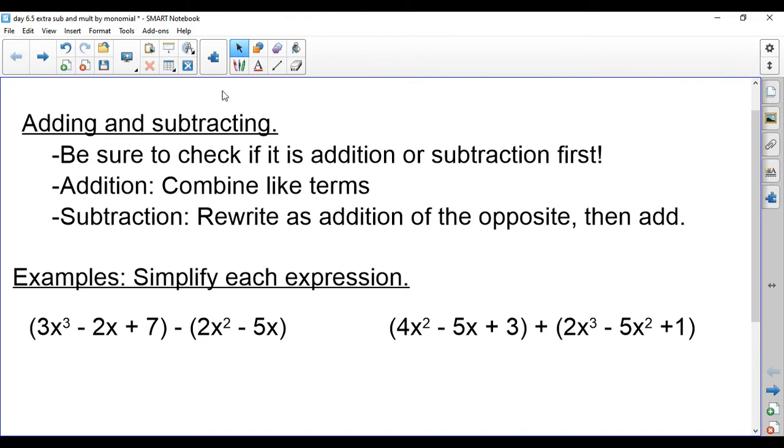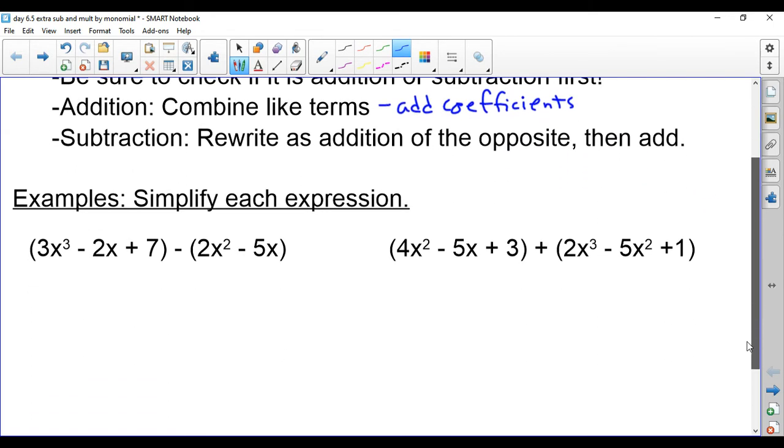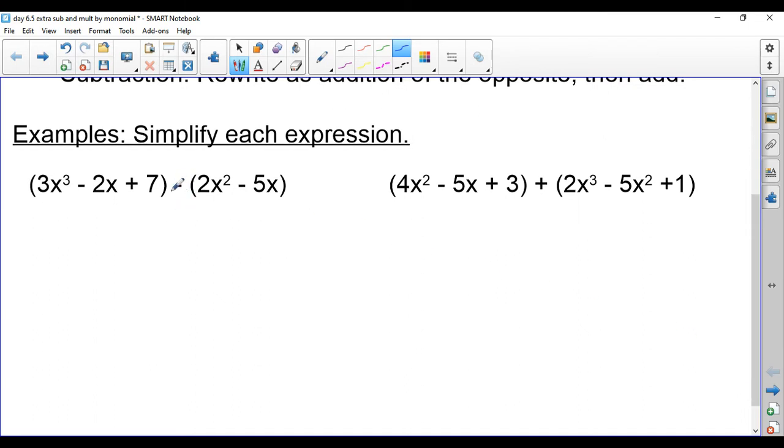Combine like terms means that we add the coefficients. But the exponents don't change. When it's subtraction, we're going to rewrite it as addition of the opposite and then add like we do above. So if we look at these two examples, this first one is subtraction. When it's subtraction, I need to rewrite it as addition of the opposite.